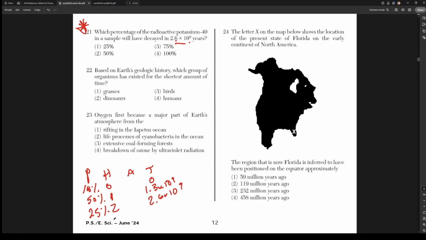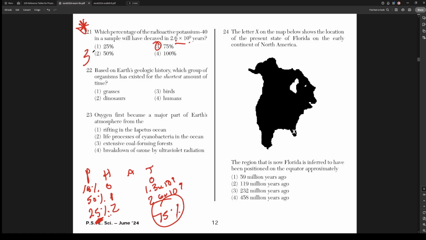They didn't ask that. They asked how much decayed, how much broke down into the other substance. So it's going to be whatever is left over. So if there's 25% of potassium-40 left, that means 75% decayed. So that was mean. A lot of people picked 1 on that one because they didn't see that it's decayed.